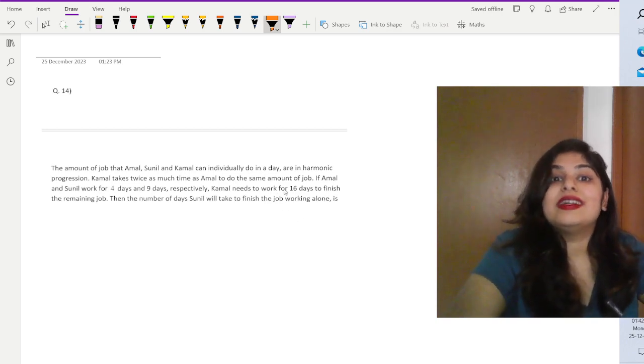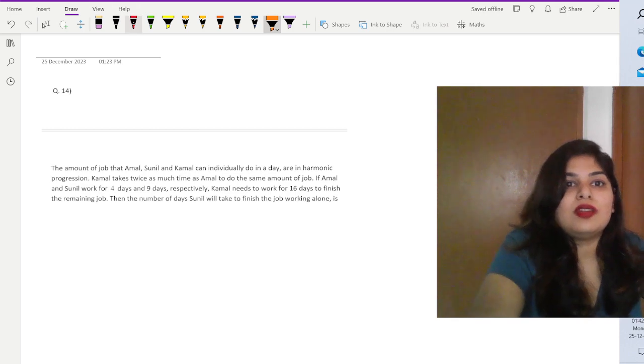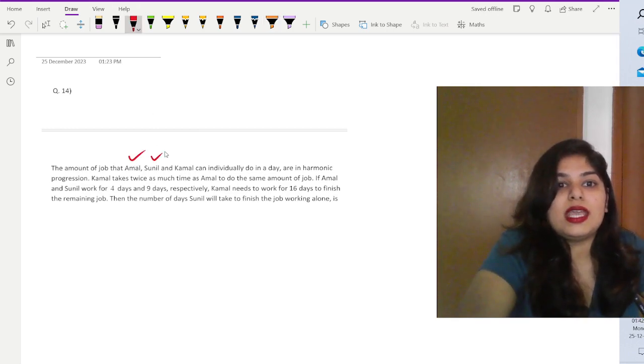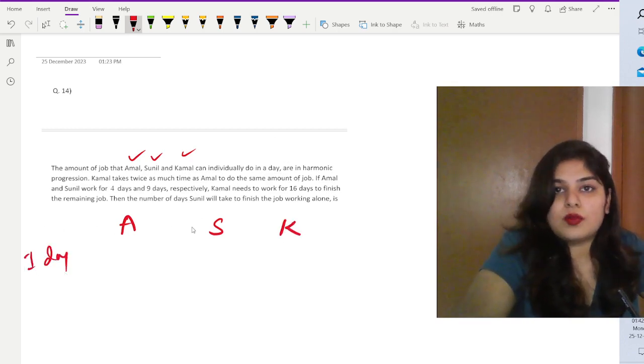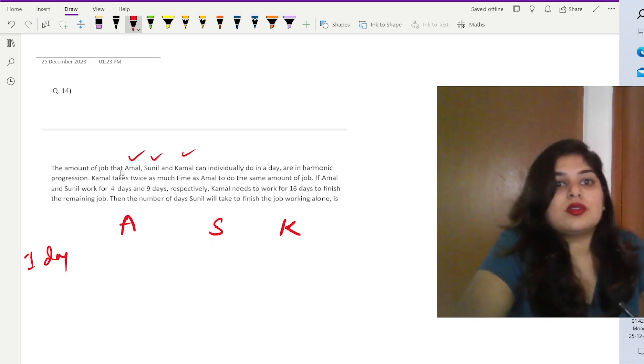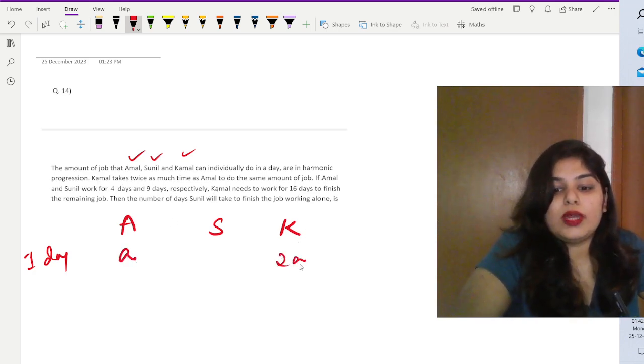So let us read it step by step, write it down and try to solve it. First of all, let us take A, S and K as the respective individuals, and we are taking 1 day work. They are in harmonic progression, right? Kamal takes twice as much time as Amal. So if Amal takes A time, then Kamal will take 2A time.